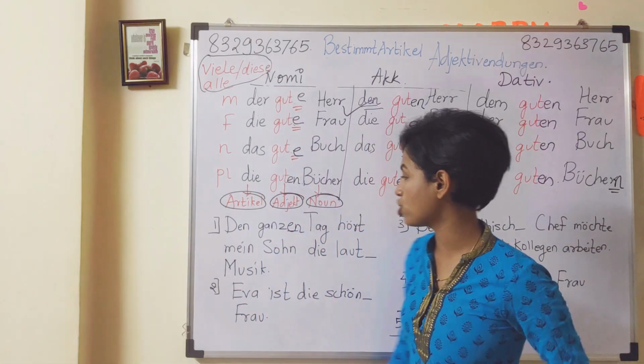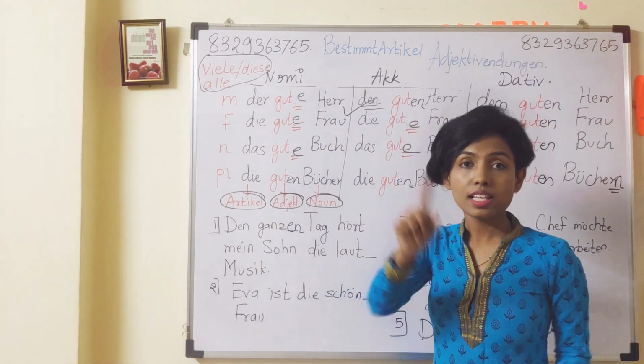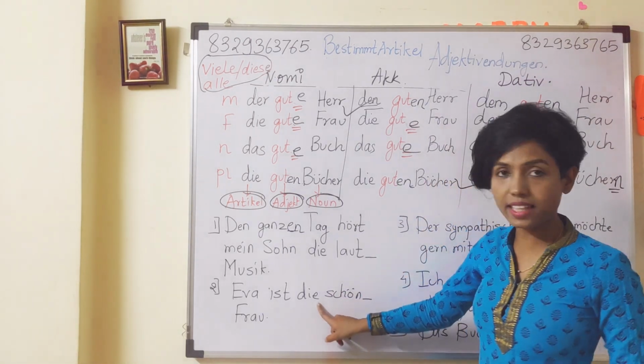Second question. Now, the second question is Eva ist die schöne Frau. The sequence should be there. The article is there.